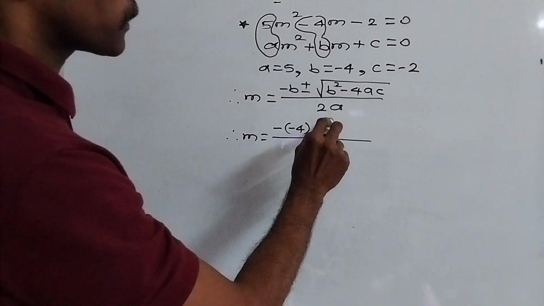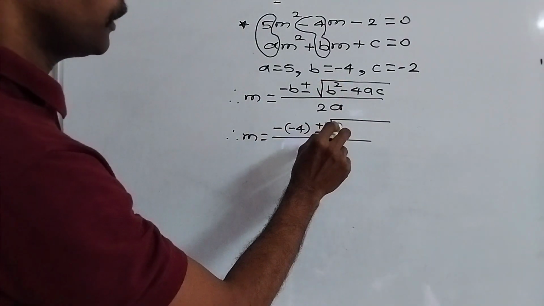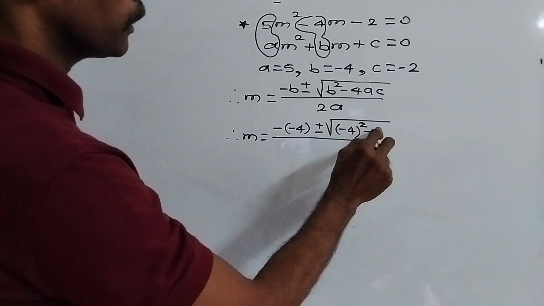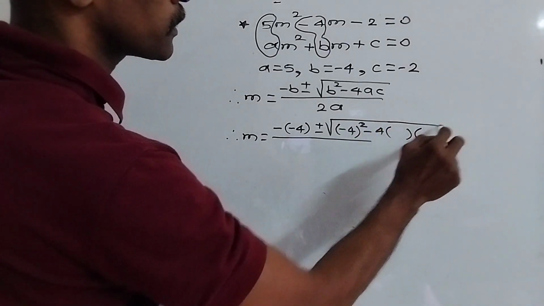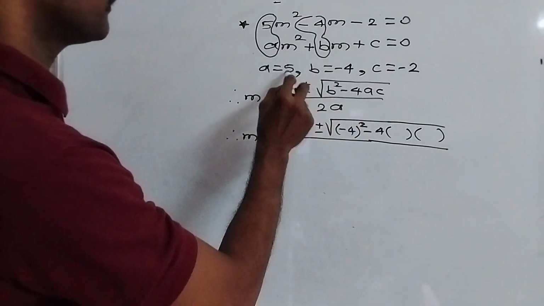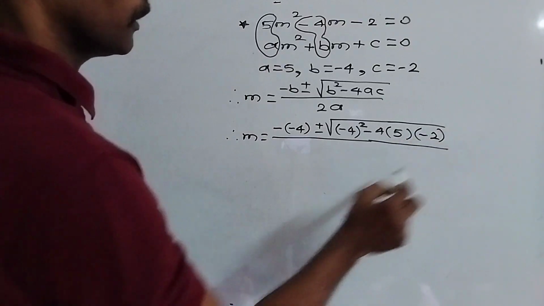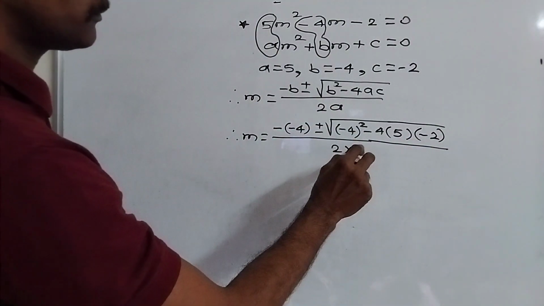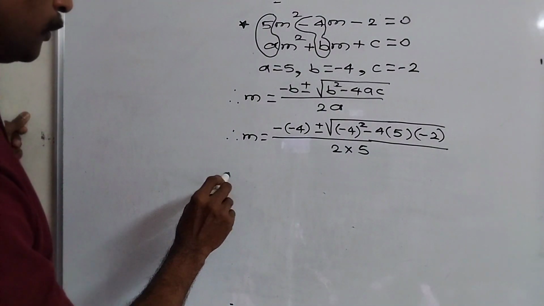Plus minus square root of b square. What is the value of b? Minus 4. Minus 4 bracket square minus 4 into a into c. What is a? 5. And c? Minus 2. Minus 2 upon 2 into a. a means 5, so 2 into 5.